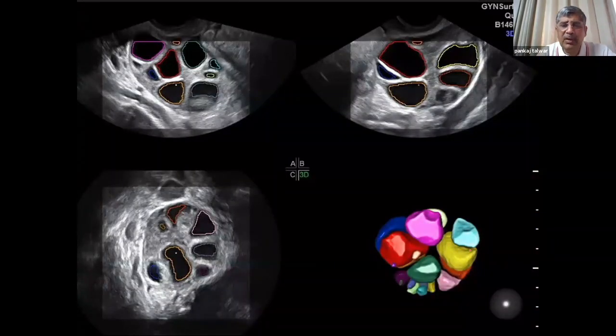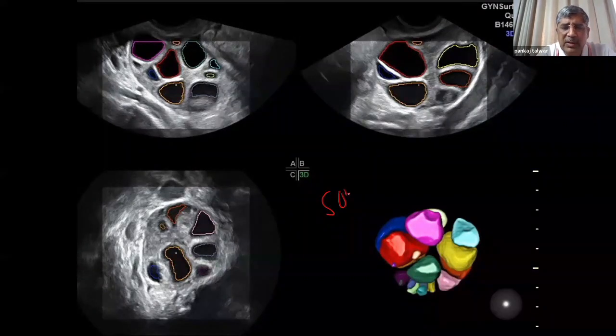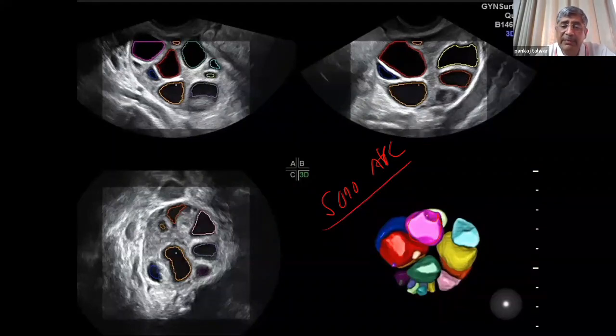And then we have something called SonoAVC, a technology which is an automated volume calculator. It will tell us how many follicles are present by giving different color coding, and we can easily count them and know how many follicles are present. Just remember that any count of more than 6 to 8 is a good AFC in a woman.